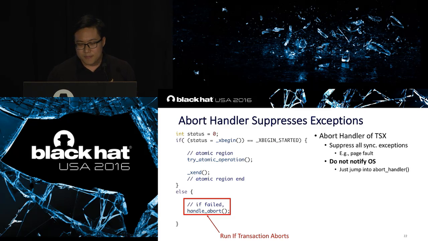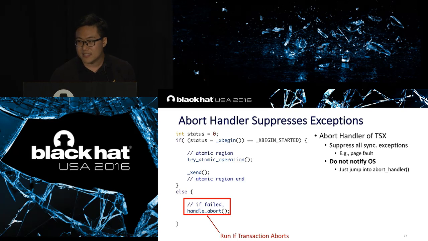Another important part of TSX abort is that if an exception like a page fault happens in the TSX region, the processor suppresses all the exceptions. It does not send the exception to the operating system. Instead, it directly calls the abort handler at the user level. So this makes the exception path differ from try except.